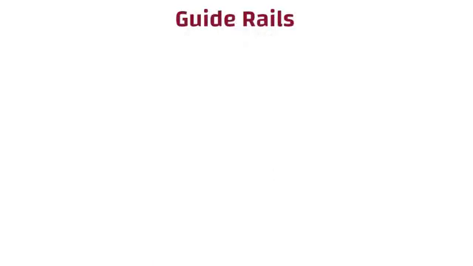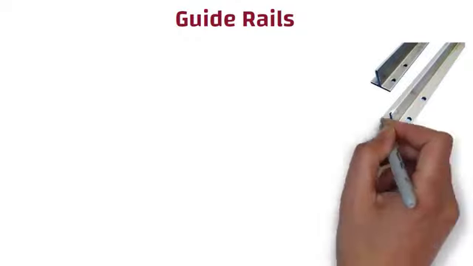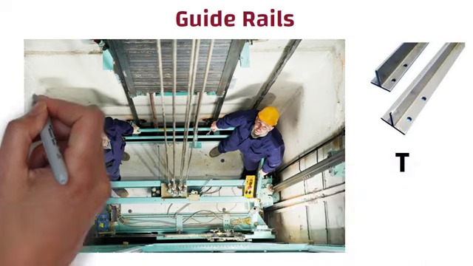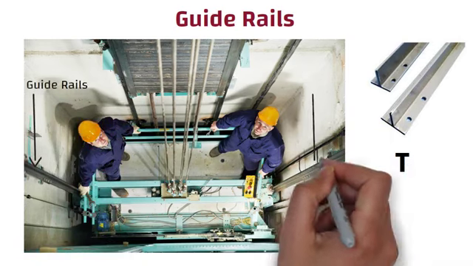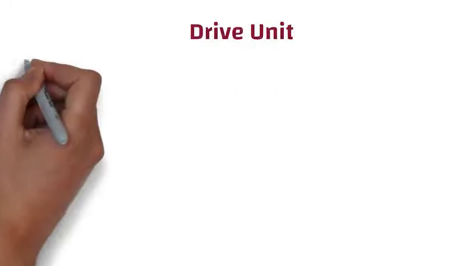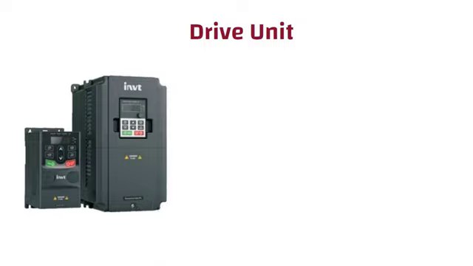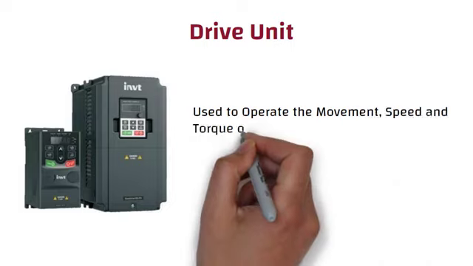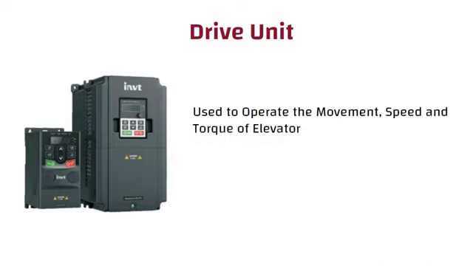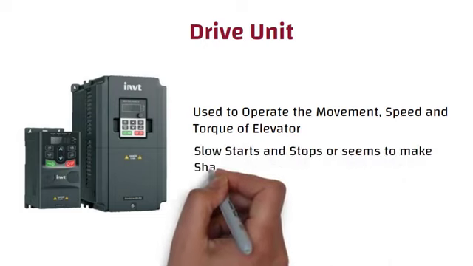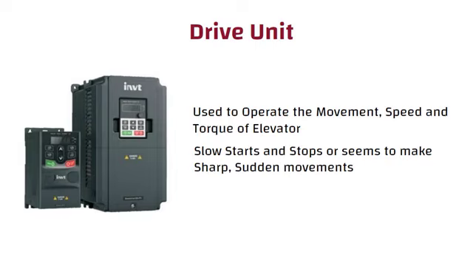Guide rails. They are generally made of steel and their shape is like the English letter T. They are installed vertically in a shaft to guide and direct the course of travel of an elevator car and elevator counterweights. Drive unit. The drive unit is generally placed in the machine room and it is used to operate the movements, speed and torque of an elevator.